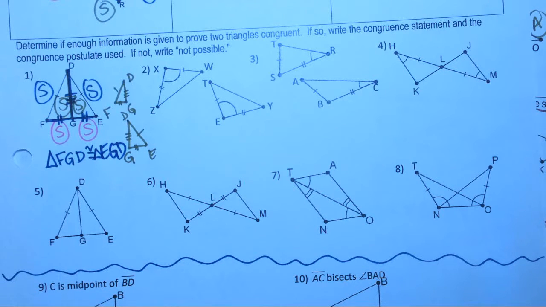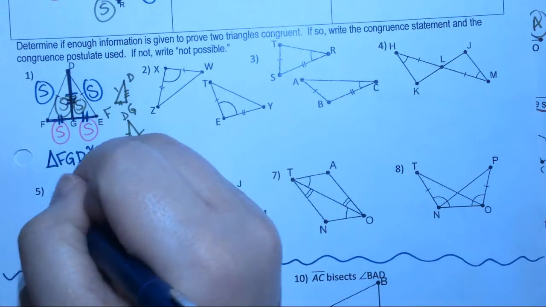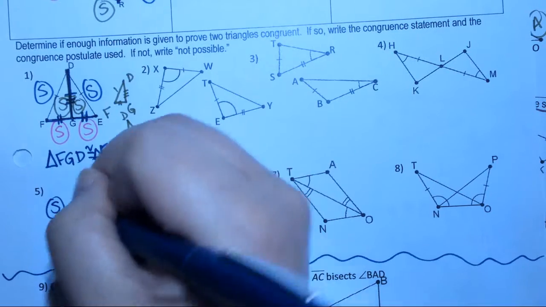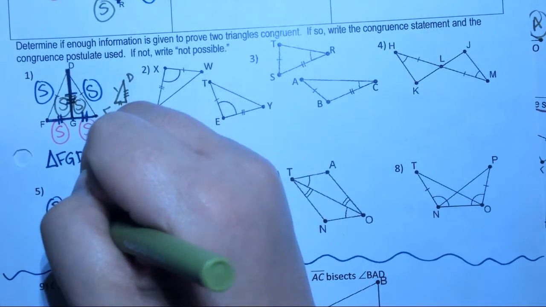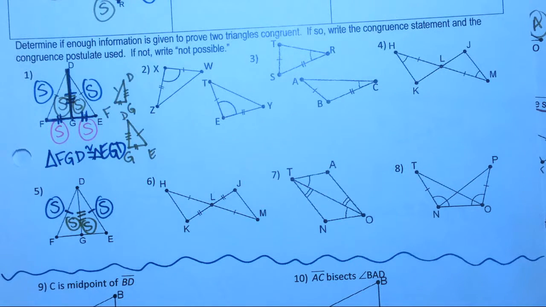Okay. Which other one looks like it might be side, side, side? 5. What's wrong with number 5? Yes, they have the S in common because of the 1 dash. Yes, they share that DG side, so they have that second S. What's the problem? There's no dashes at the bottom on FG and GE, so we're lacking that third S. So we don't have side, side, side.